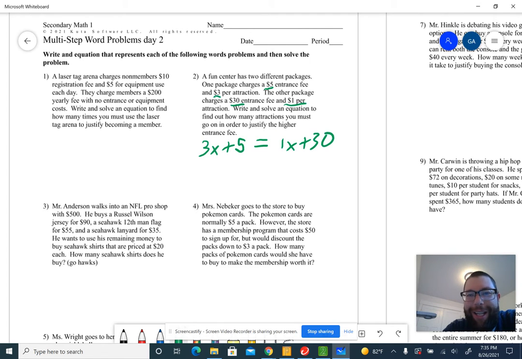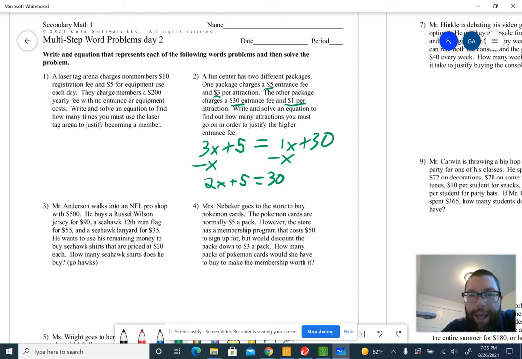Okay, so look at this. This is just a multi-step equation. There's no like terms and nothing to distribute. So we'd move the variable. It doesn't matter which we move, but I'm going to move the x, or the 1x, however you want to write that. 3x minus x is 2x, so 2x plus 5 is equal to 30.